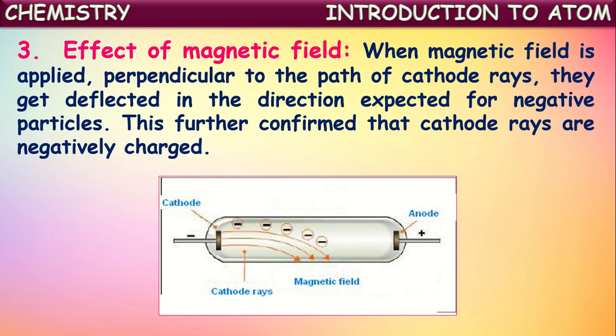Finally, cathode rays deviate from their path in the presence of either an electric field or a magnetic field. They are affected by both the fields. In the electric field and the magnetic field, these cathode rays are deviated from their path instead of moving in a straight line.